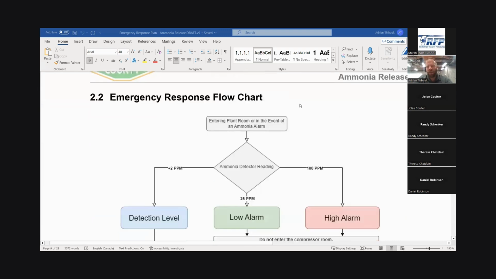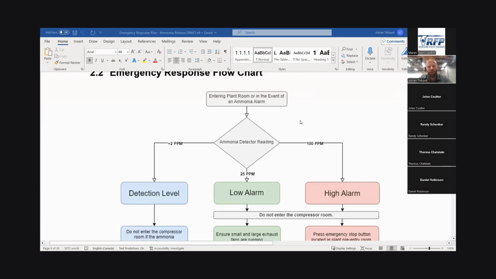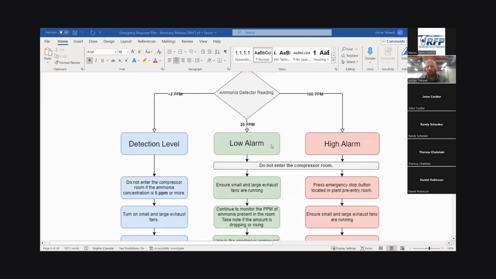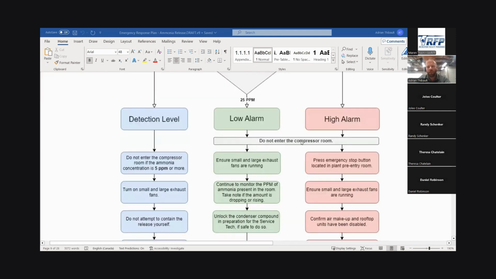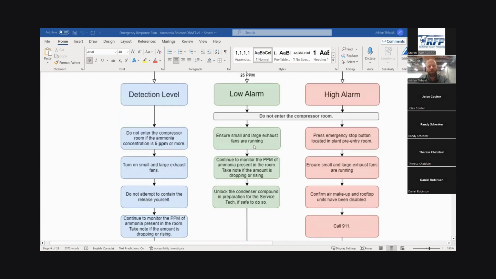I highly recommend that when you come up with your plan, you come up with a very easy to read flow chart. This is something that can be put right in the vestibule at the pre-entry room, so that you have the information available to the person that's going and checking the detection system, so that they're seeing, okay, 2 parts per million, 100 parts per million, 25 parts per million. Where are we at? What do we have to do? And what can we do? Right. So it breaks it down pretty much step by step, everything that you should be doing.